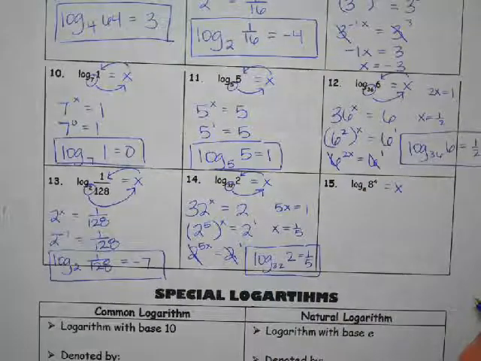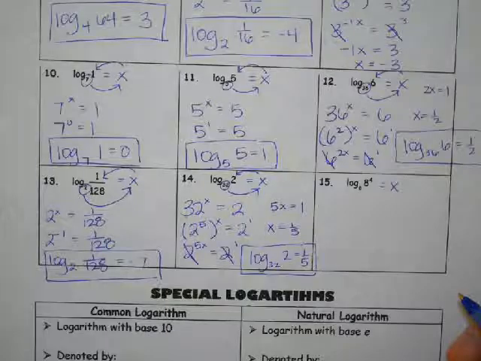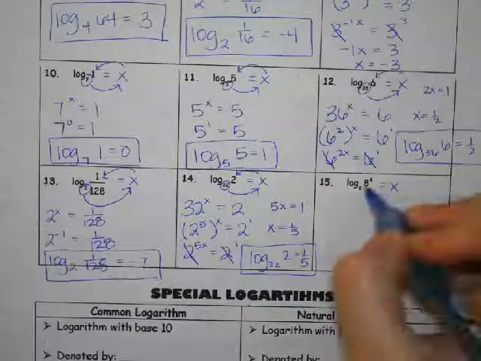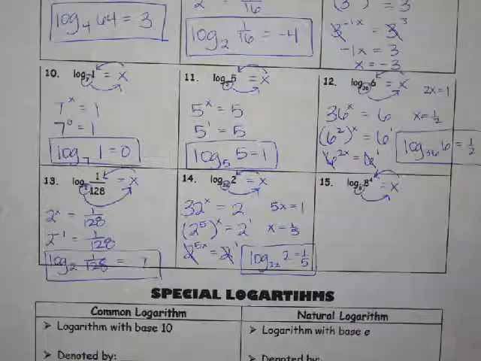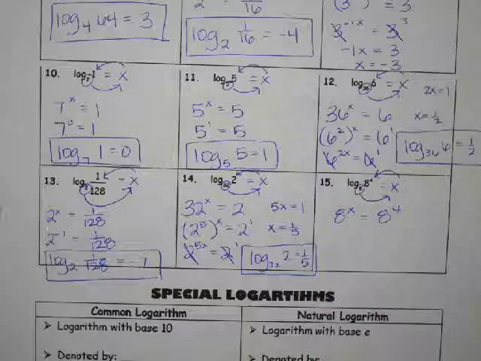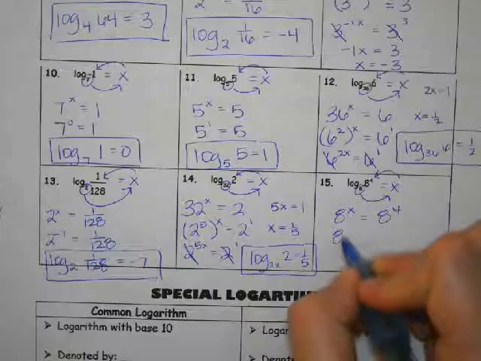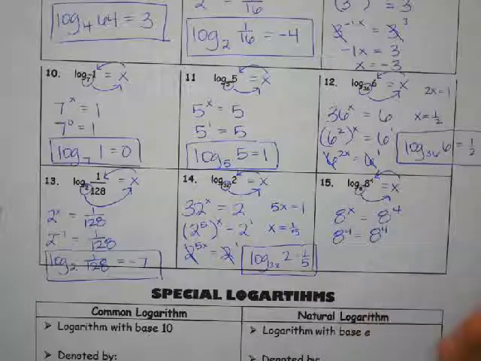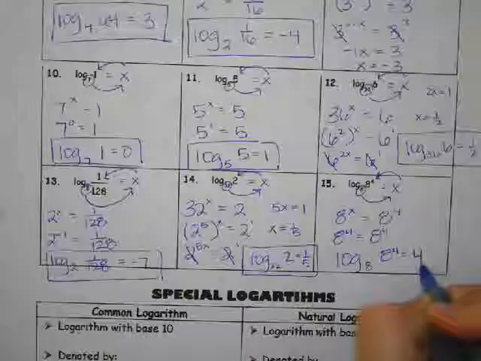Are we on 15? Okay. How do we think we should start 15? 8 equals 8 to the 4. Yeah. So number 15, I know that it looks different, but you start it just like the other ones, right? So we've got 8 to the x equals 8 to the 4th. So what does x equal? 4. Right? 8 to the 4th equals 8 to the 4th. That's a true statement. So we're going to say log base 8 of 8 to the 4th equals 4.